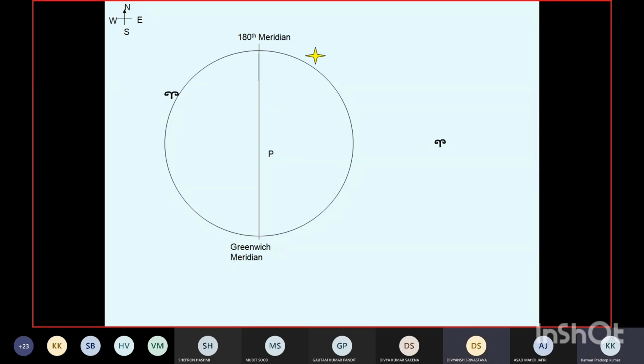Sir, because pole is at the center. Pole is at the center. We see the stars. So let me correct myself. This is the celestial sphere, because on the border there is one star, the first point of Aries, and there is P in the center. This is the celestial North Pole.